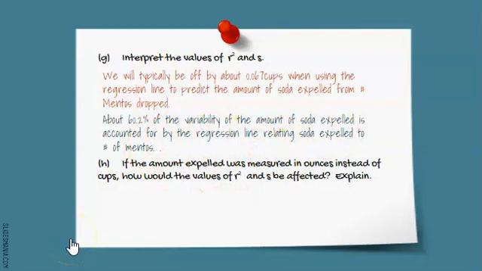Part H says, if the amount expelled was measured in ounces instead of cups, how would the values of r squared and s be affected? Well, hopefully you know 1 cup is 8 ounces, so we have to convert. We'd have to multiply by 8 to get to ounces, right? But let's think about it.